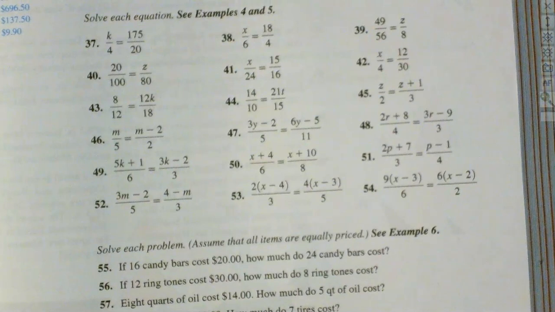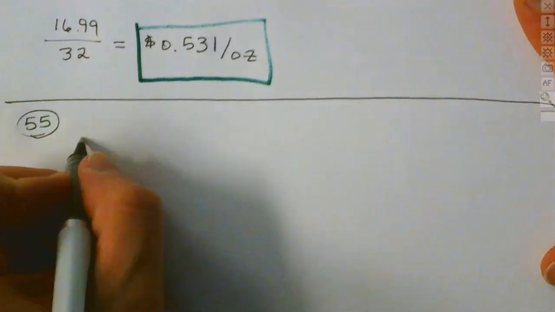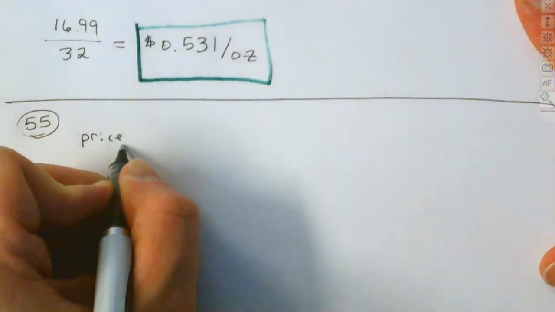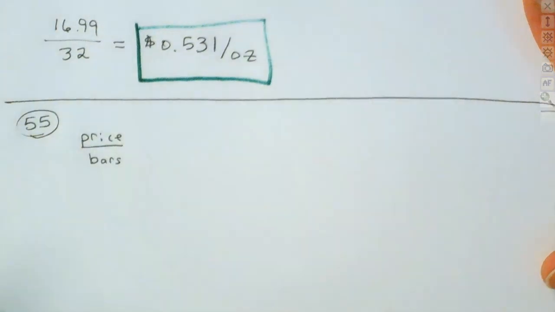If 16 candy bars cost me $20, how much do 24 candy bars cost? So we assume they all cost the same amount. We're going to set up our ratio. And our ratio is going to, again, be price, in this case, over the candy bars. So we need to set up our ratio.